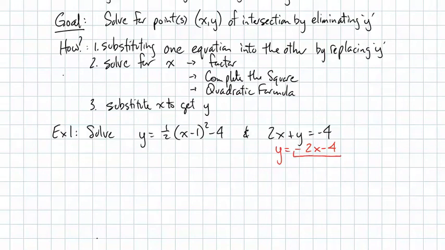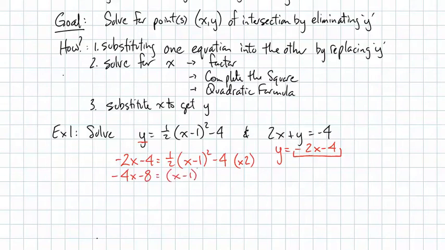Now, think of it this way. What this is saying is that negative 2x minus 4 is y. So when I see y over here in the first equation, I can replace it or substitute what y is equivalent to from the second equation. I now have an equation in x, and this is a quadratic equation. I see the 1/2, so I'm going to multiply the whole equation by 2 to eliminate that fraction.